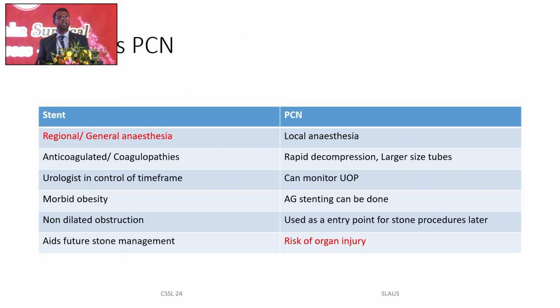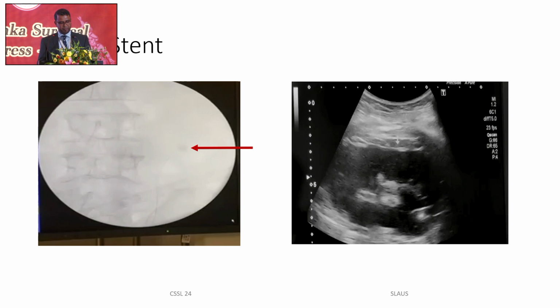Normally we go for an 8 French or 10 French nephrostomy tube, whereas we put a 6 or 5 French stent. We can monitor the urine output, where we can assess the function of the kidney, do antegrade stenting if needed, and we can use that nephrostomy tube as an entry point for future stone surgery. Yes, big salute to our radiology colleagues.